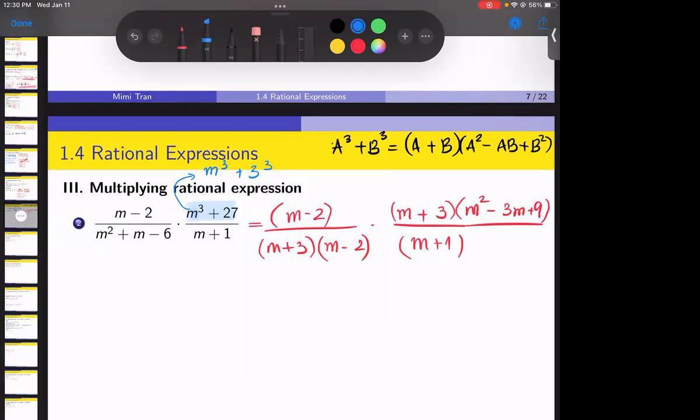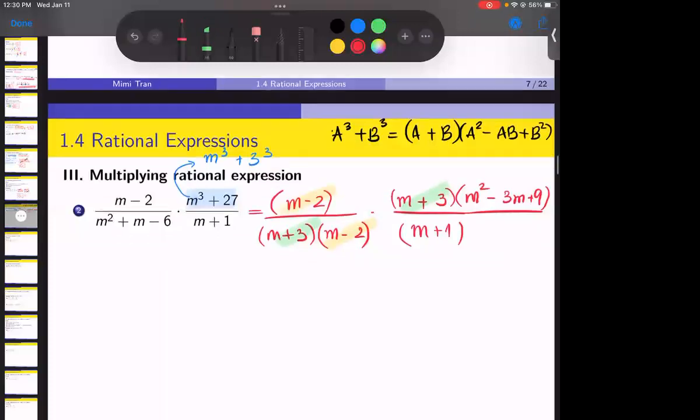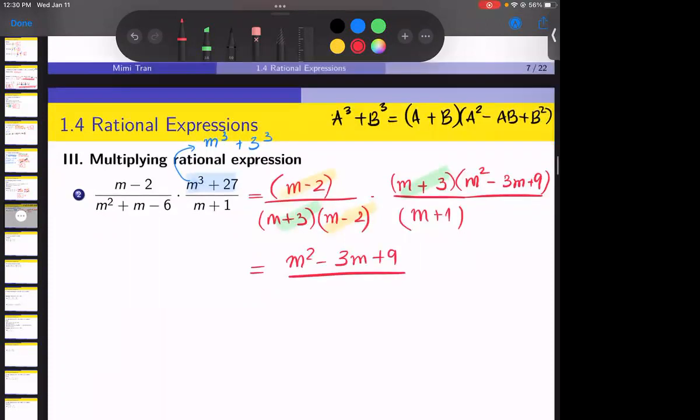All right, canceling. Cancel. That and that cancel. I think that's it. So your final answer will be m squared minus 3m plus 9. By the way, that's prime. You cannot factor anymore.